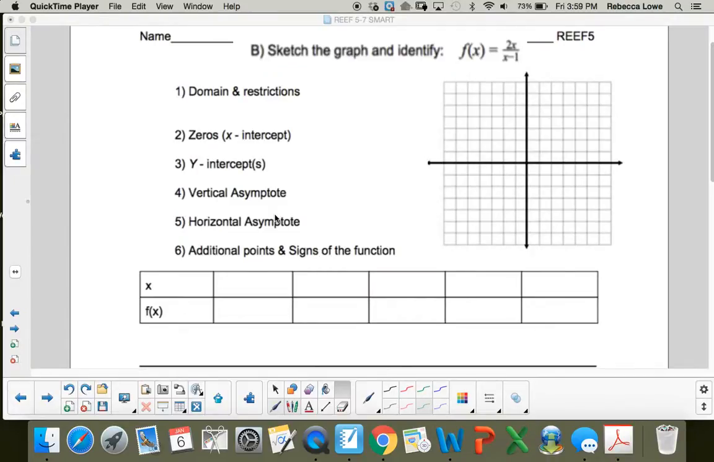This is lesson 5 in our rational functions unit, and we're going to do sketch graph B, f of x equals 2x over x minus 1. We're going to do some work without looking at Desmos first.